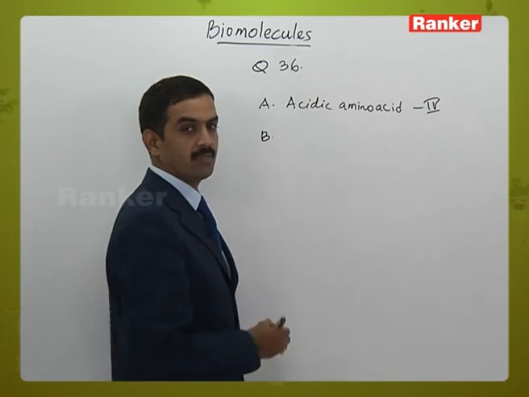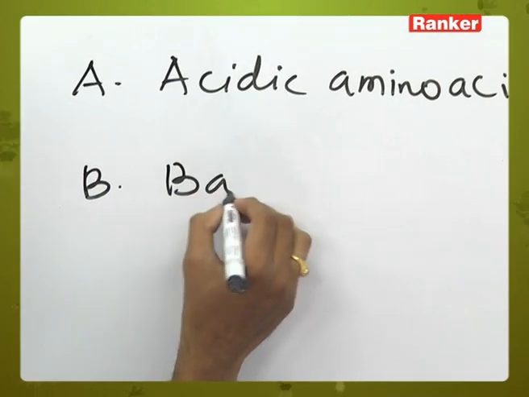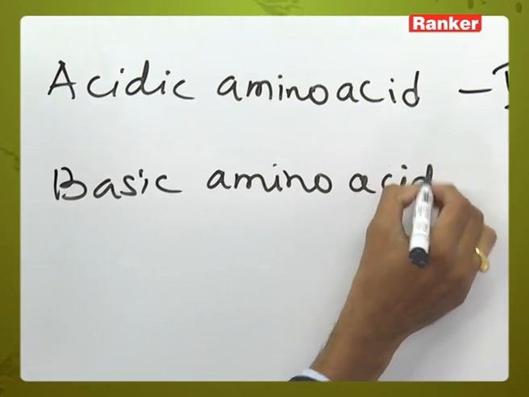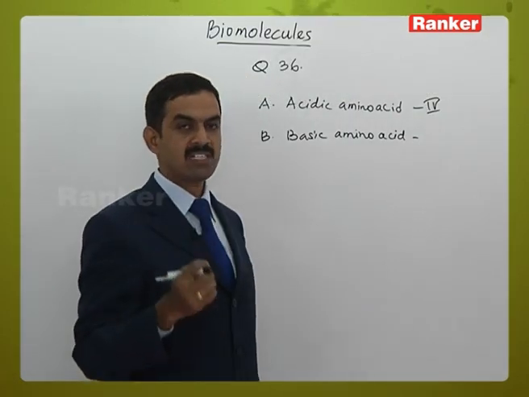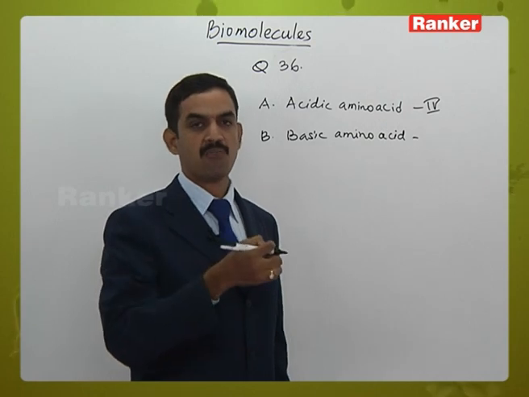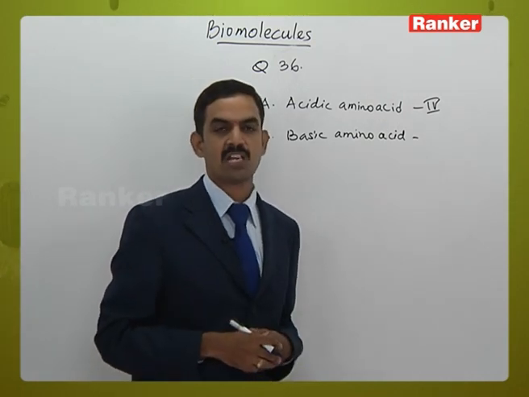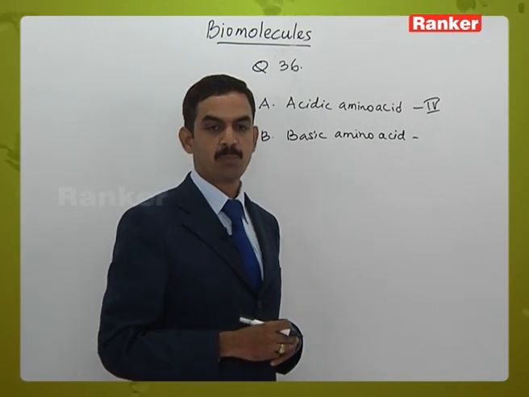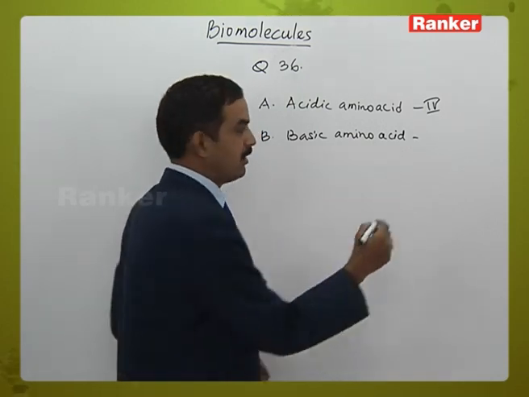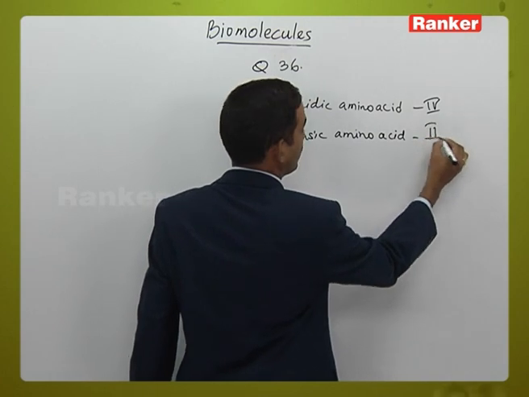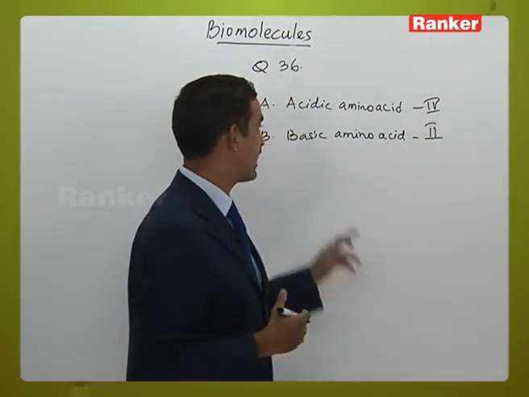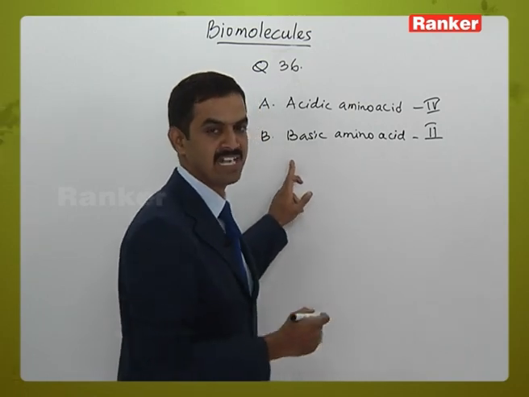B. Basic amino acid. Basic amino acid means the amino acid which contains more number of amino groups in it. Such type of amino acid will be basic in its nature. So from the given options we can say that B is 2, that is lysine, which is alkaline or basic in its nature.